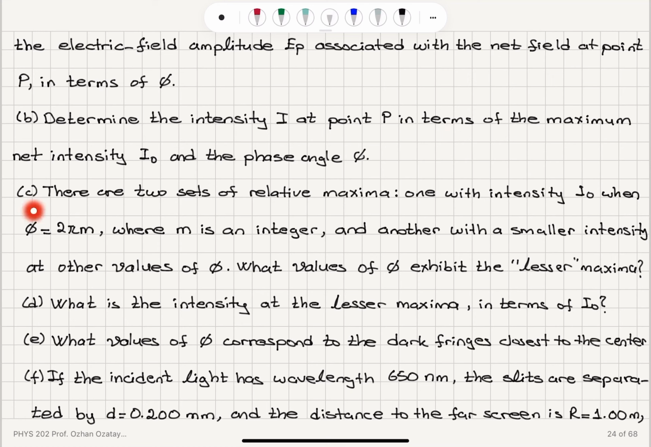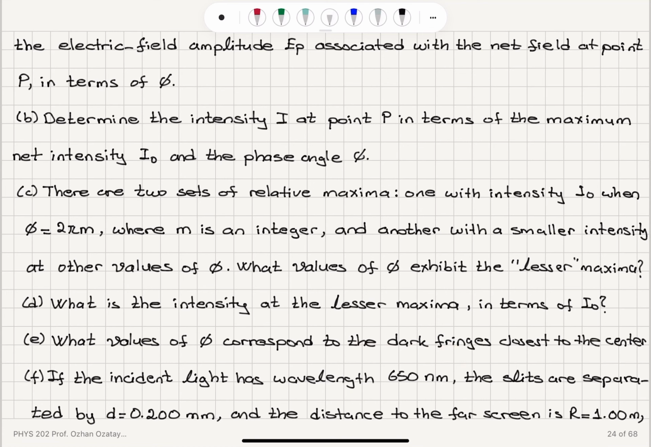Part C. There are 2 sets of relative maxima, one with intensity I0 when phi is equal to 2 pi m, where m is an integer, and another with a smaller intensity at other values of phi. What values of phi exhibit the lesser maxima? Part D. What is the intensity at the lesser maxima in terms of I0? Part E. What values of phi correspond to the dark fringes closest to the center?